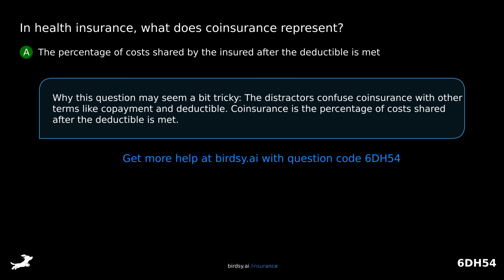Why this question may seem a bit tricky. The distractors confuse coinsurance with other terms like copayment and deductible. Coinsurance is the percentage of costs shared after the deductible is met.